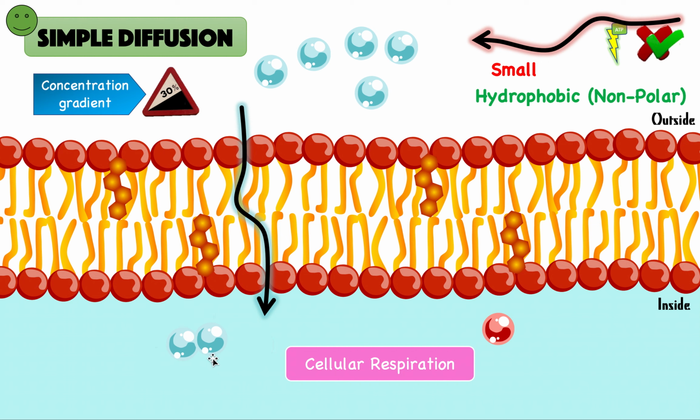So as soon as it gets used, again, there's low concentration. So now more will come down and so on, right? So that's what you need to know. That is an example of simple diffusion.